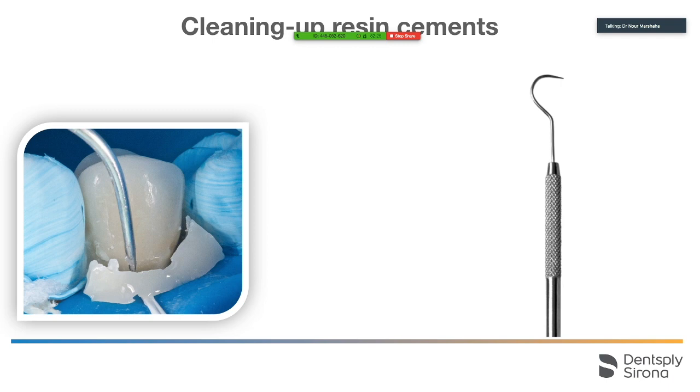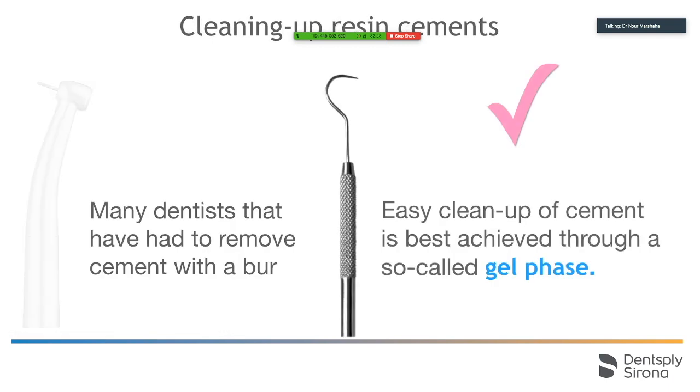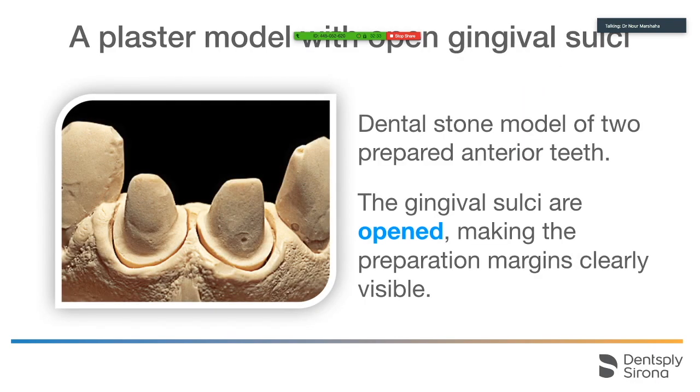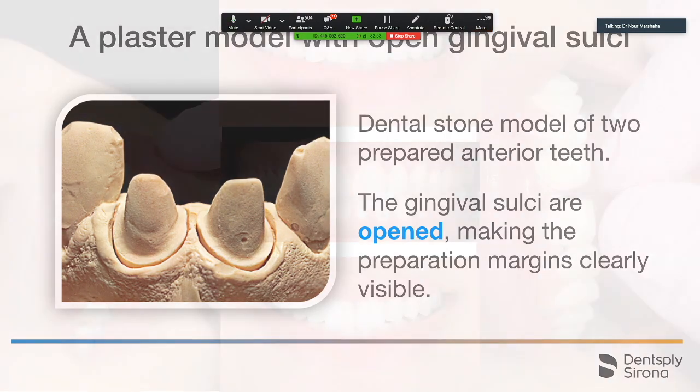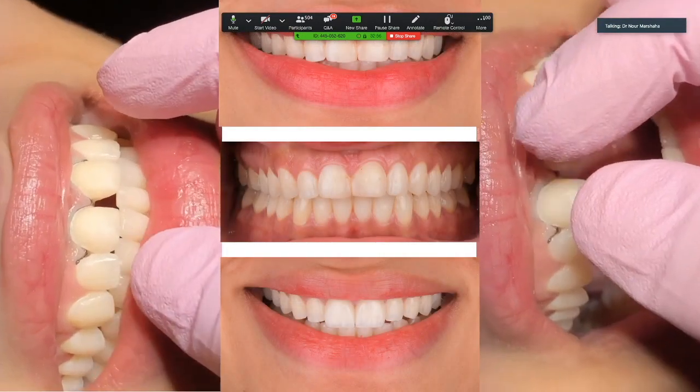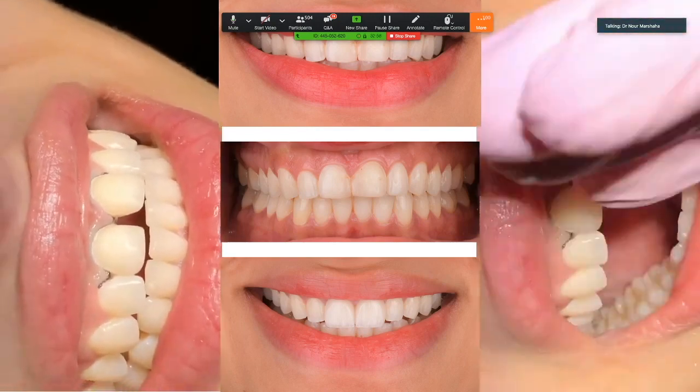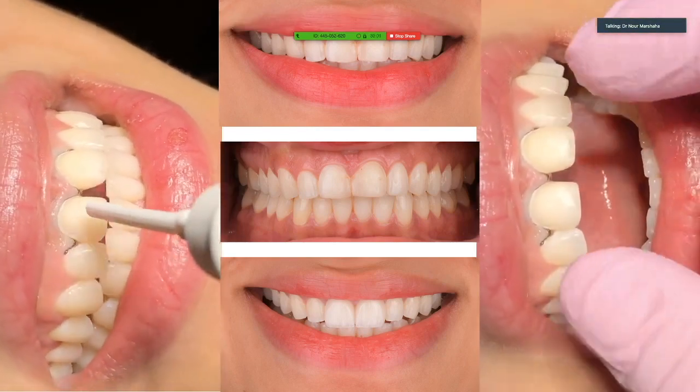For cleaning up resin cement, I told you to remove it in the gel phase. It's easier. For the plaster model, here you can see the stone. When you retract the tissue well, the dental lab will see the margin, and you can see how the gingival sulci are open, making the preparation margins clearly visible for your dental lab. That will help with the adaptation of your margin.